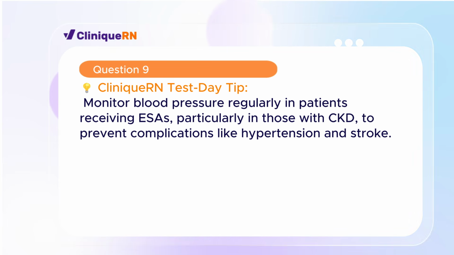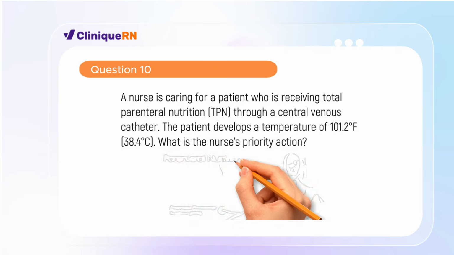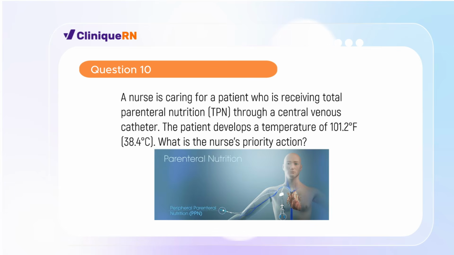CliniqueRN Test Day Tip. Monitor blood pressure regularly in patients receiving ESAs, particularly in those with CKD, to prevent complications like hypertension and stroke. Question 10. A nurse is caring for a patient who is receiving total parenteral nutrition, TPN, through a central venous catheter. The patient develops a temperature of 101.2 degrees Fahrenheit, 38.4 degrees Celsius. What is the nurse's priority action?